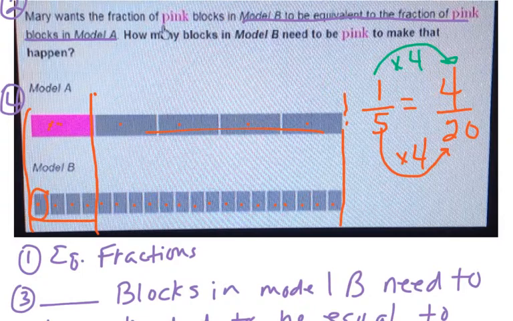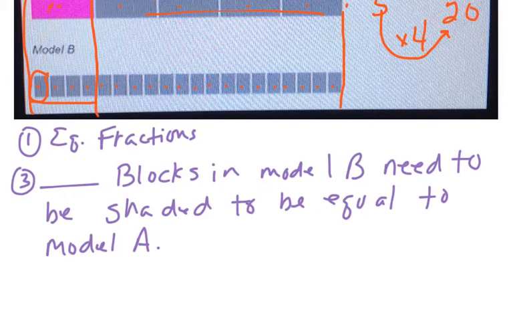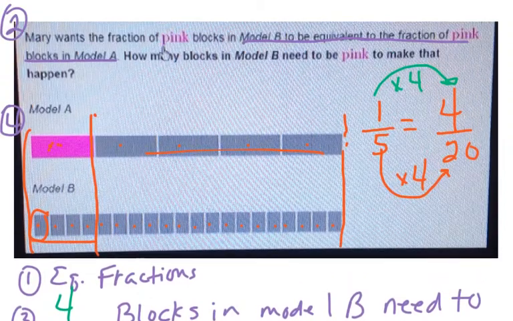And so 1/5 is equal to 4/20. And so 4 of those blocks needed to be shaded in order to make the shaded part of B equal to the shaded part of model A. And that is the end of our lesson.